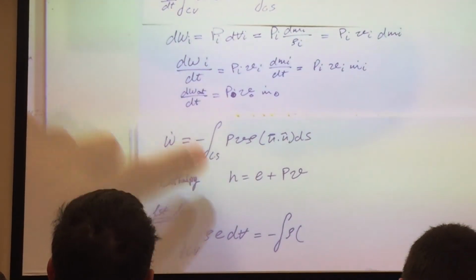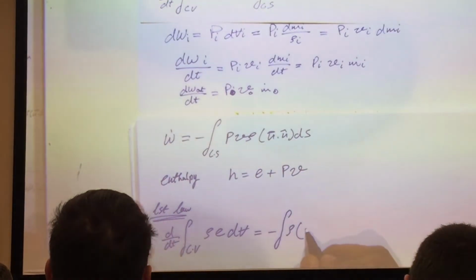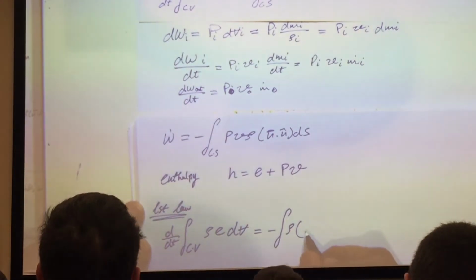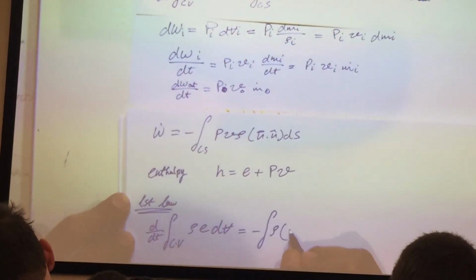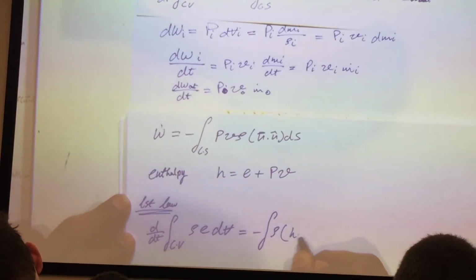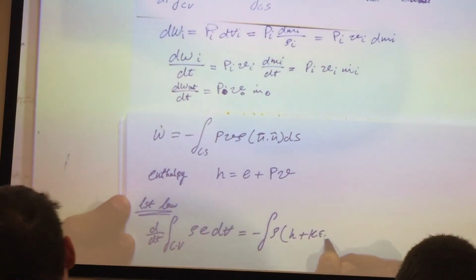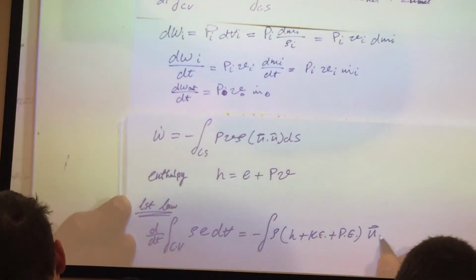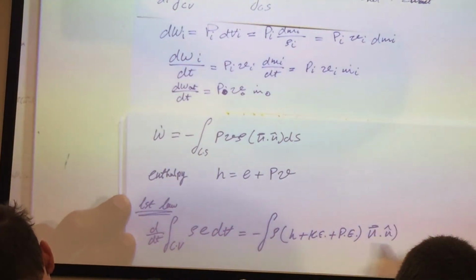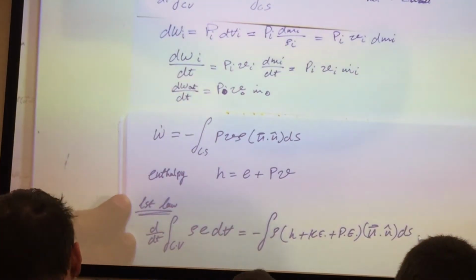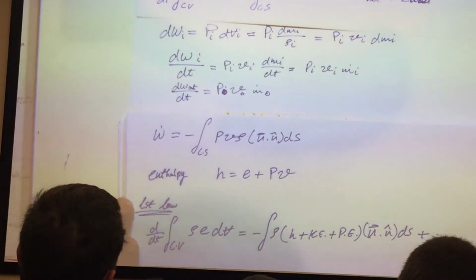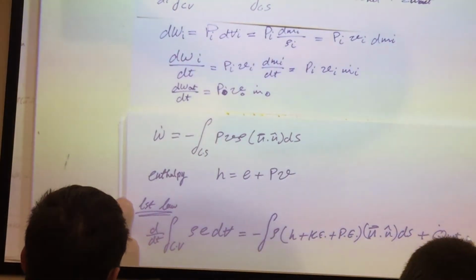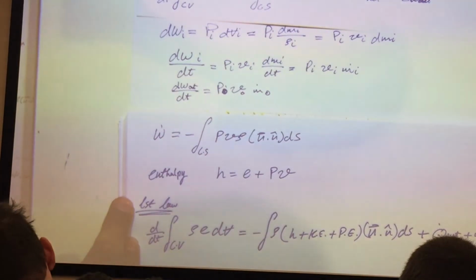Now I have enthalpy, so I'm going to substitute enthalpy in there instead of internal energy. So it will be enthalpy plus kinetic energy plus potential energy multiplied by velocity, normal component, ds, plus your Q net and work net.